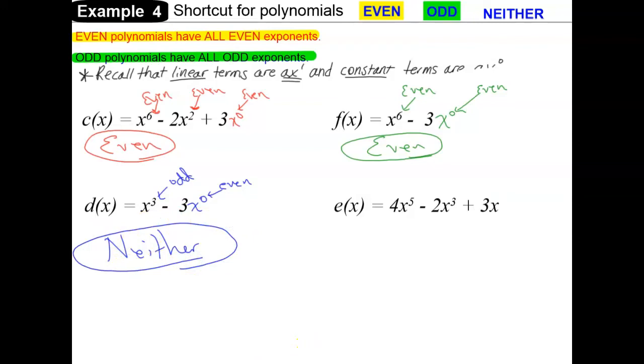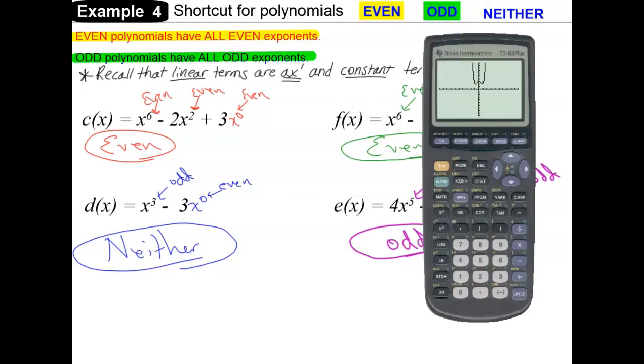Okay, and then when we look at this last example, e of x, we have 4x to the 5th. 5 is an odd exponent. That's minus 2x to the 3rd. 3 is an odd exponent. And then plus 3x, this is our linear term, so x is to the 1st power, and 1 is an odd exponent. So odd, odd, and odd, that makes e of x an odd function.